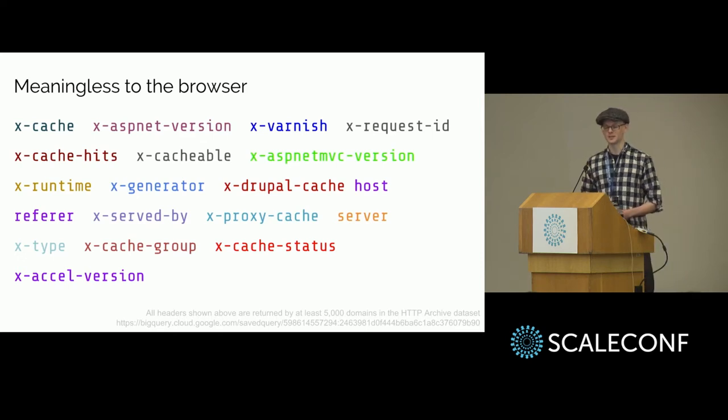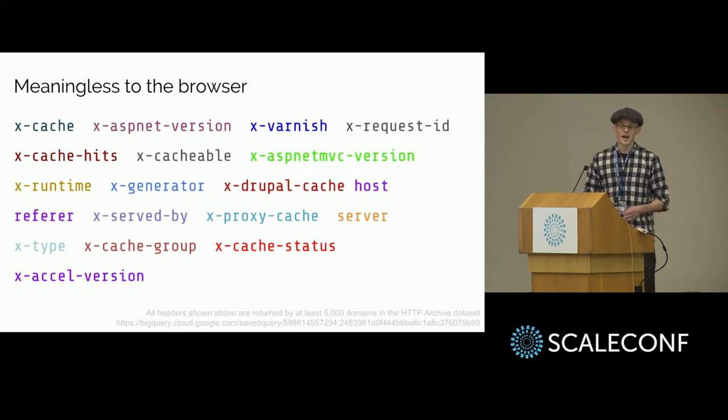I found about a million unique headers in HTTP Archive that are not part of any HTTP specification. And they take various forms. Most of them are kind of debugging headers. Some of them are request headers like host and referrer that have been incorrectly echoed into the response, probably by misconfigured servers. Some of them are vanity headers like server or generator or X-Generated-By or whatever.